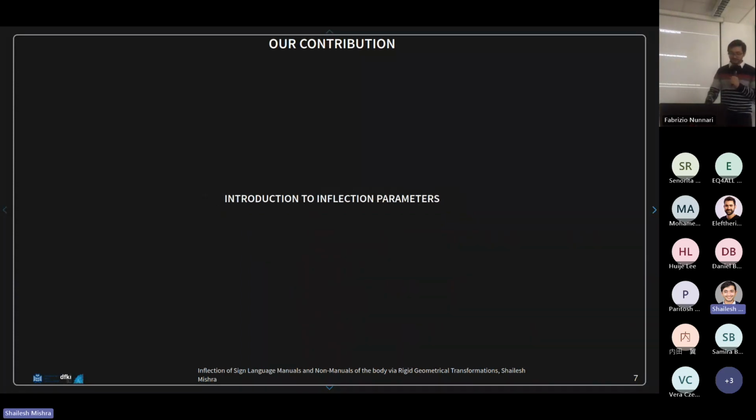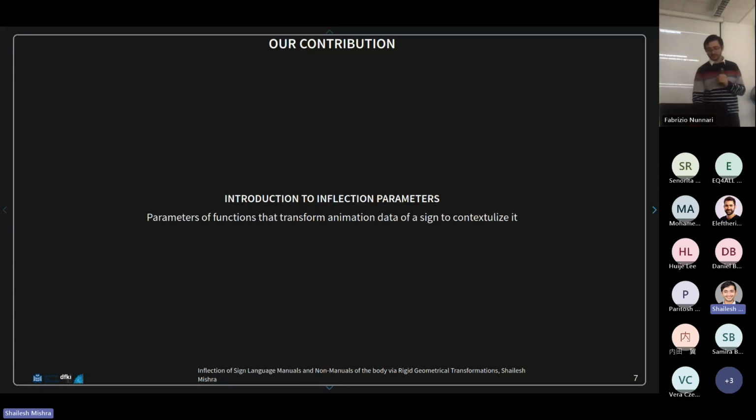So I already motivated that we have a sign. In this case, we have some example of index, which we want to contextualize. We have the animation data for the original sign, and we want to transform that original animation data so that we can contextualize it. We achieve that using our functions, and these functions have certain parameters, which we call inflection parameters. So by definition, they are the parameters of a function that transforms the animation data of a sign to contextualize it.